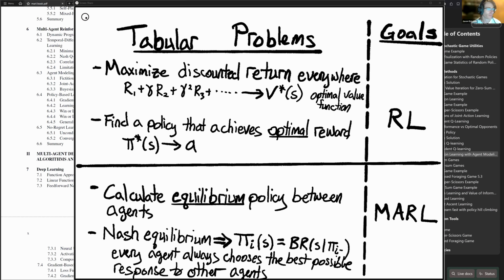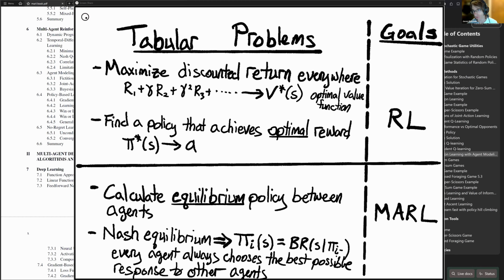And the goal is to find this optimal value function, which means that there is some policy, some set of behavior, that is considered optimal, meaning that it achieves the highest possible reward in every state of the system. For tabular problems, this value function always exists, and there is a solution that has this property. So it's a really nice property. You always know that there is something called optimal behavior that will produce this.